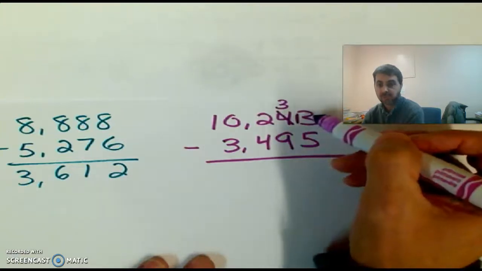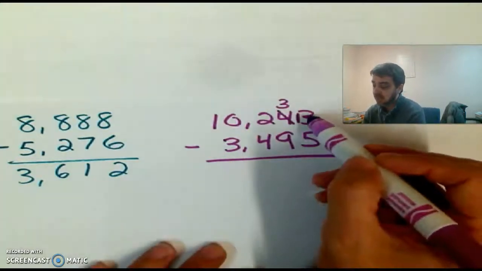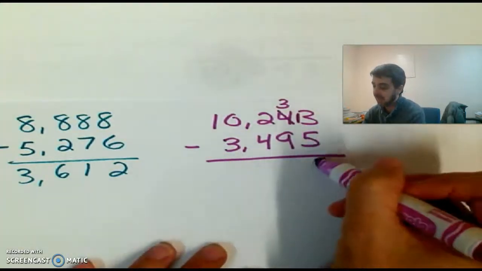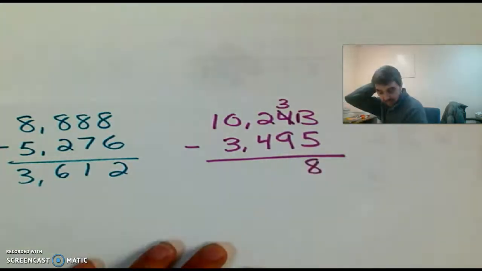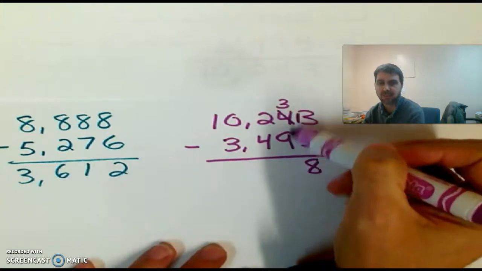So now I can do, excuse me. Whew, I'm doing all right. Okay, so 13 minus 5, I can do that. That's 8. All right, now I've got 3 10s minus 9 10s. Uh-oh, I can't take 9 from 3.